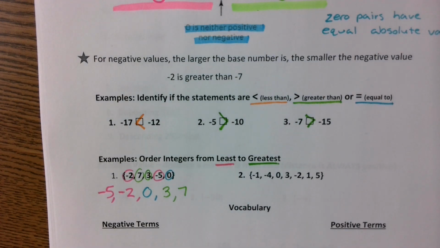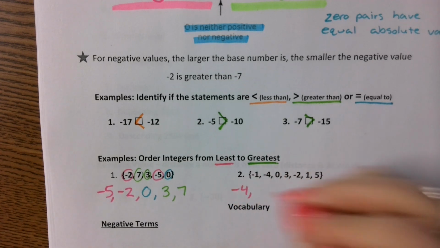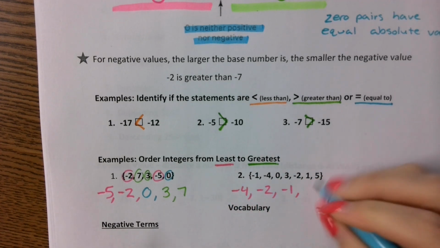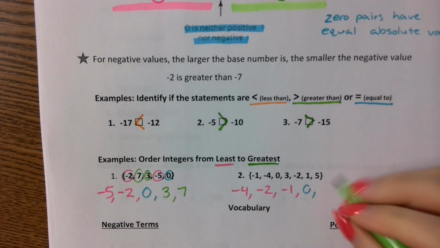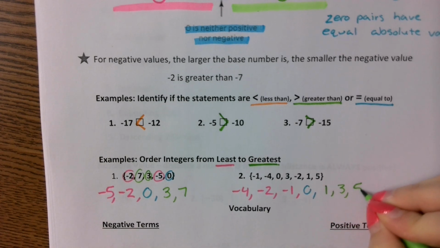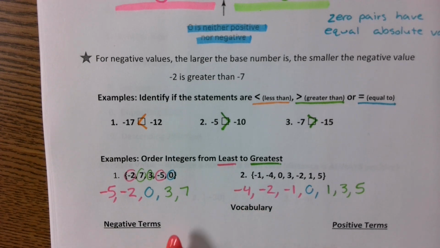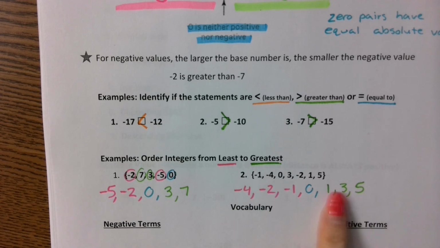-4, and -2, and -1, and then 0, and then 1, 3, and 5. Very good. All right, same idea. Focus on your negative numbers first. Put those in order. Remember, the largest base is going to be written first down to the smallest base, because that's how it ranks to get closest to 0. Your 0 would be in your center, and then you would rank your positive numbers.